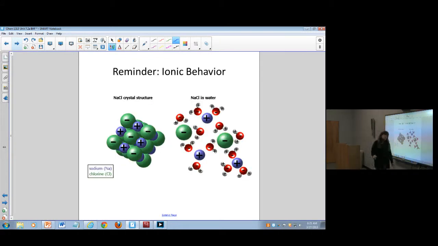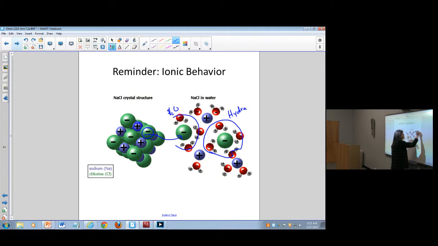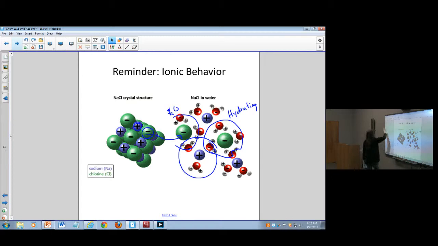Now, I want you to remember that when ionic molecules are placed into water, these ions are no longer in a crystal structure. Instead, they separate out and they're hydrated by water. These are water molecules. And all around the ion, there's water molecules hydrating those ions. Okay, so here's our chlorine, and maybe here's the sodium ion, and etc. Okay, so I just want to remind you that that's going to come into effect soon.